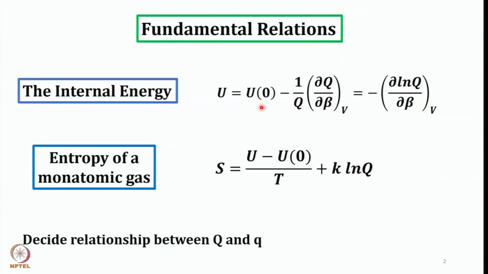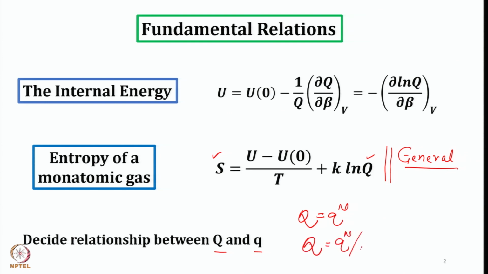U is equal to U naught minus 1 by Q del Q by del beta at constant V, or del log Q by del beta at constant volume. And this is a general equation, not specifically applicable to a monatomic gas. It is a general equation that S can be connected to the canonical partition function. But then we have to be careful to decide the relationship between Q and q. That is, whether you want to use Q is equal to q raised to the power n, or you want to use Q is equal to q raised to the power n by n factorial.